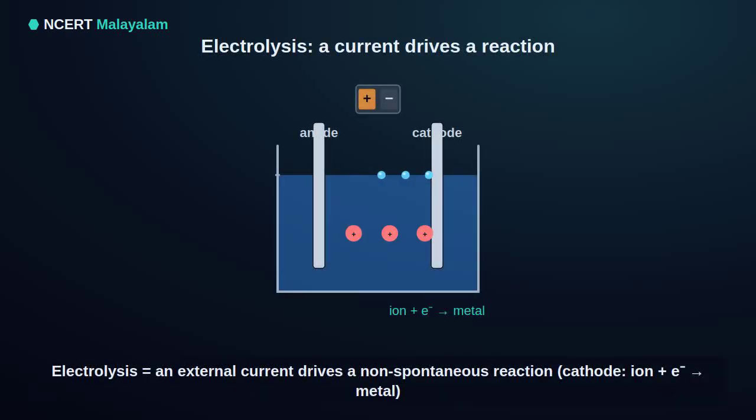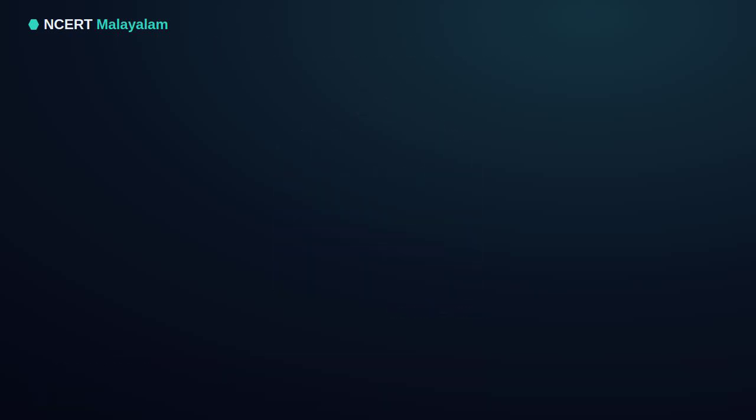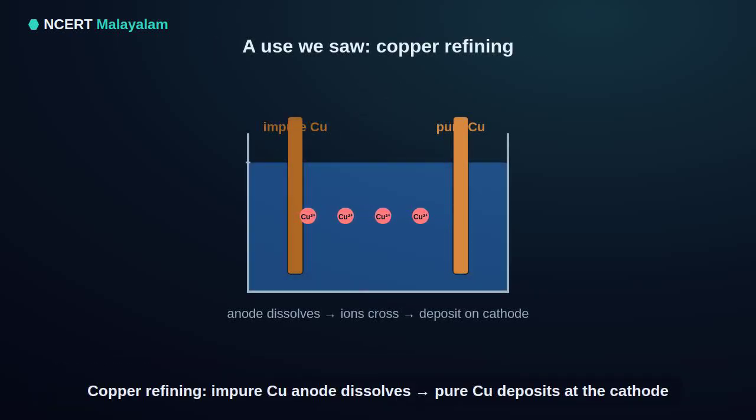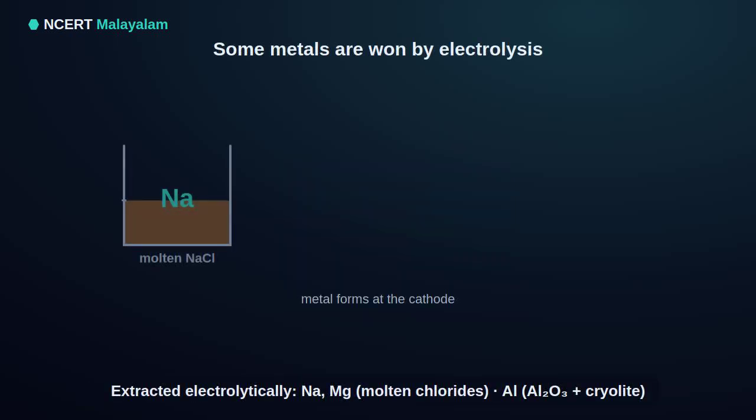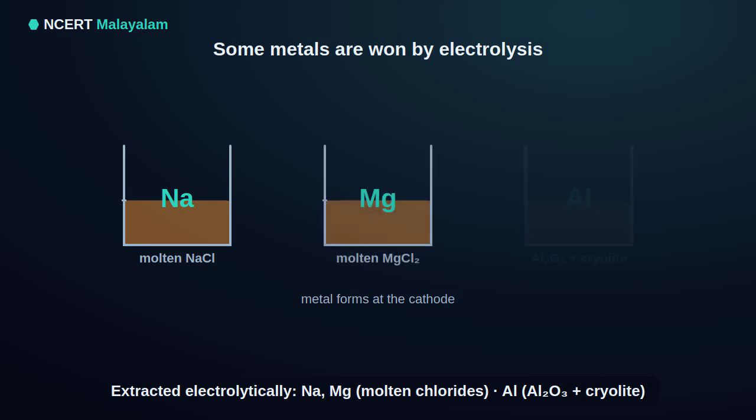Recall, in electrolysis an external current drives a non-spontaneous reaction. At the cathode an ion gains electrons and becomes metal. One use is copper refining. The impure copper anode dissolves into ions and pure copper deposits on the cathode. Many metals are won by electrolysis: sodium and magnesium from their molten chlorides, aluminium from aluminium oxide with cryolite.